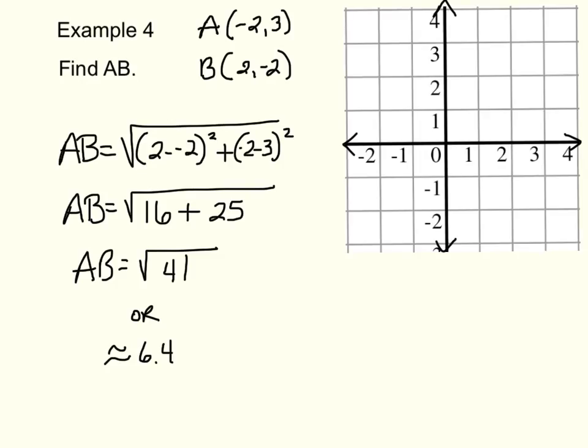The first thing I'm going to show you to do is to graph. Now, you don't need to put this in your notes. You can if you want. I'm going to graph both these points. So negative 2, 3, that's A. And 2, negative 2, that's B. So you're probably wondering, well, what in the world? How can I do this differently?